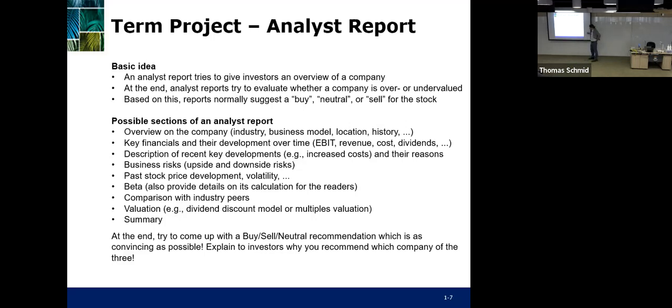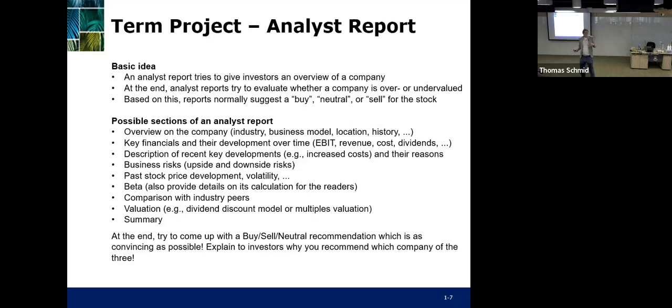So based on that, you then come up with a buy, sell, or neutral recommendation. And if you ask what is a good and what is a bad analyst report, the very simple answer is: if you convince the reader that this is really a buy or a sell, then it's a good report. If the way of arguing in your report leads to a high level of trust of the investor, that is a good report. Because the reader thinks, oh, this person really knows what they are doing.